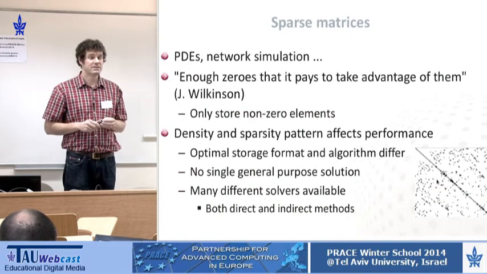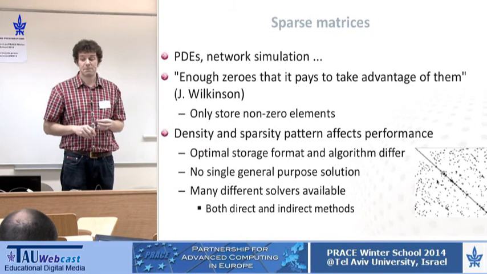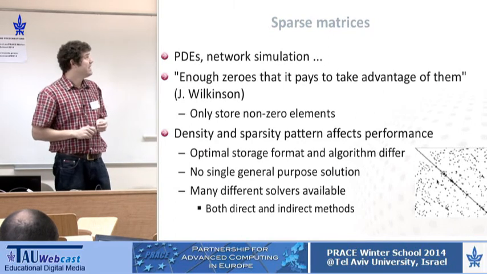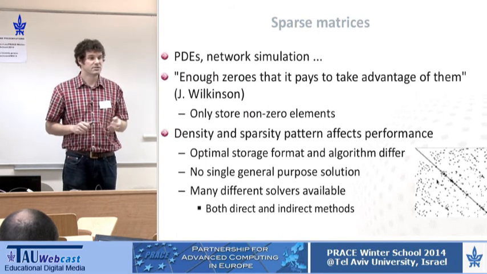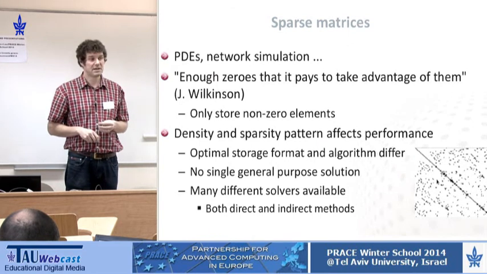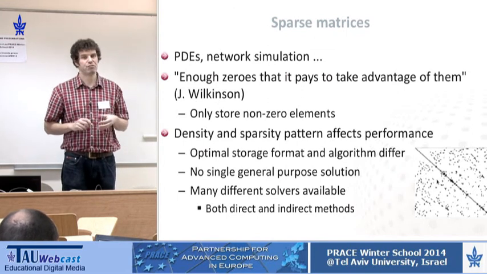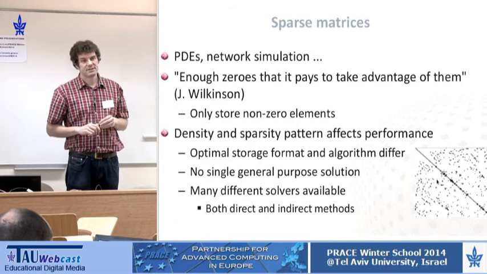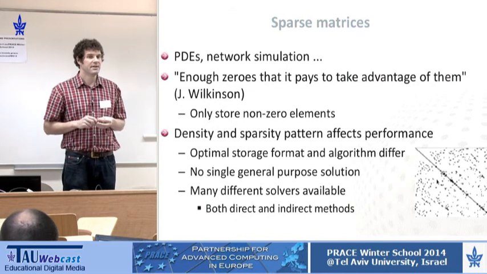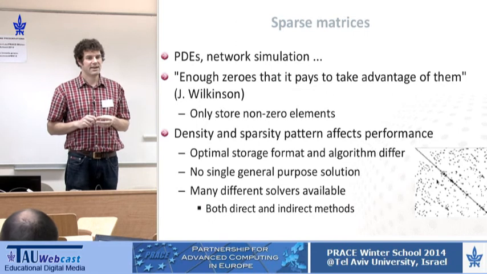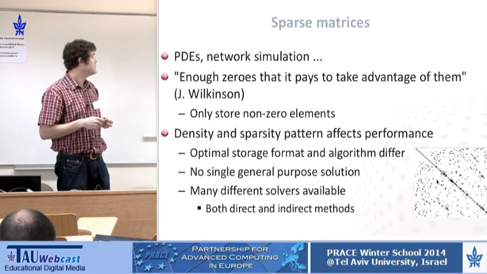Dense linear algebra is, in a way, relatively simple, and there is this standard netlib infrastructure. If you are working with sparse matrices, which often arise from, for example, stencil type solutions to partial differential equations or network simulation, things are a bit more tricky. What's available? What's the efficiency, what to use. Also, in terms of performance, dense linear algebra is quite straightforward. Here, the sparsity pattern affects performance a lot.